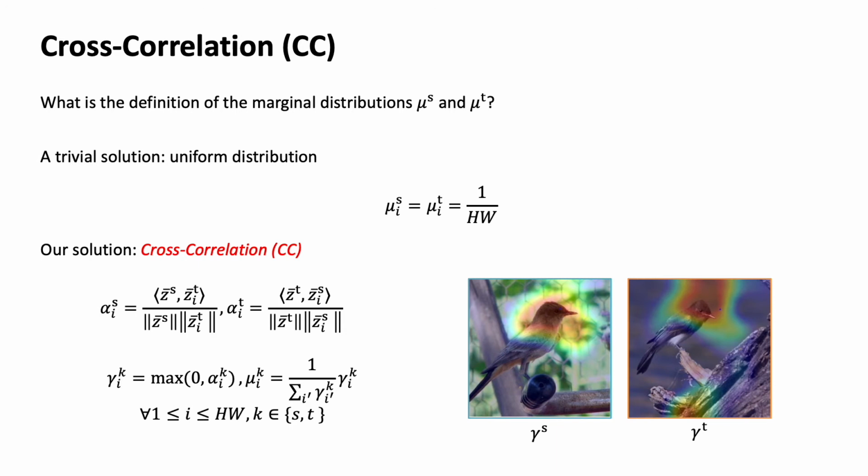Specifically, we first pool the feature maps to obtain the global features and then slide the global feature of one image on the feature map of the other image to calculate the point-wise correlation. We then discard the negative values of alpha and normalize it to obtain the final marginal distributions.